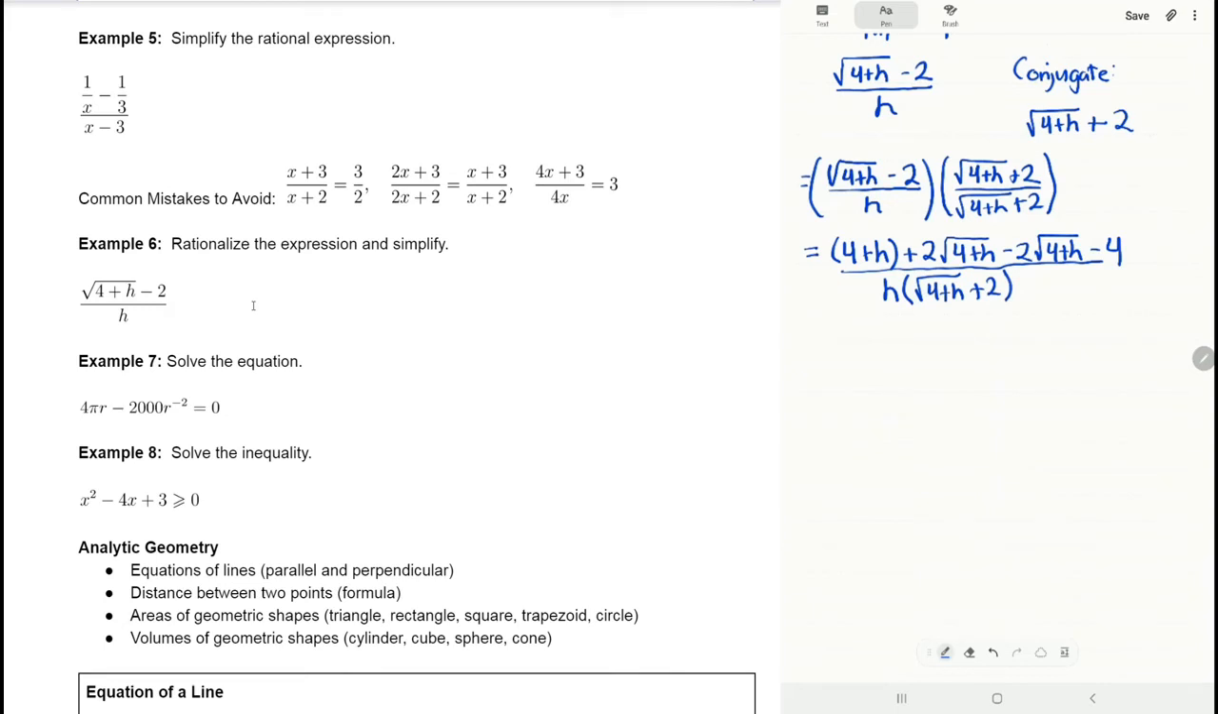So now let's simplify the numerator. So if we look in the numerator, we have a positive 4 and the negative 4. So the 4's can cancel. Next we have a positive 2 times the square root of 4 plus h and a negative 2 times the square root of 4 plus h. So the square root terms will cancel. And now all that we're left with in the numerator is an h. So we have an h divided by h times the square root of 4 plus h plus 2.